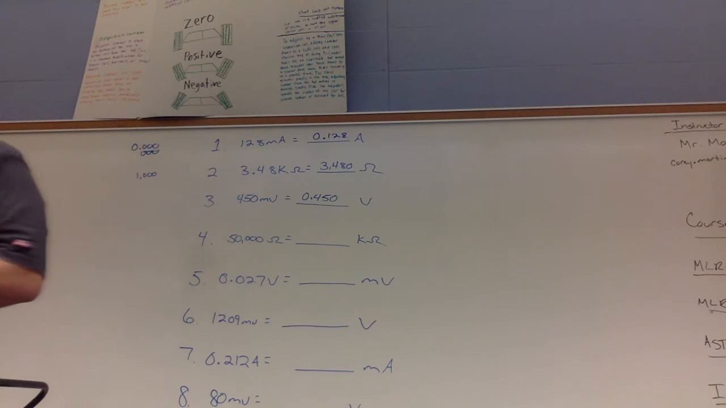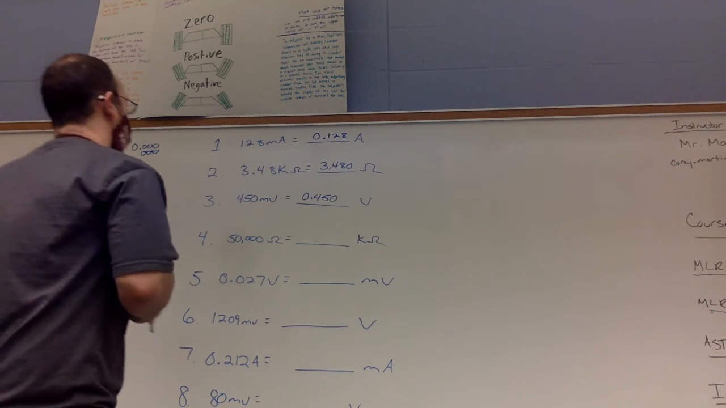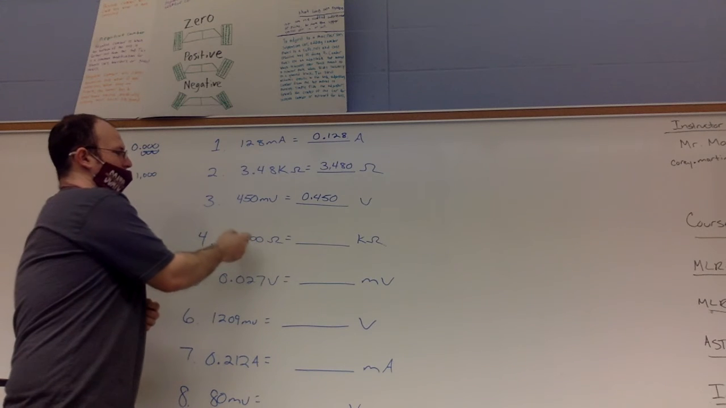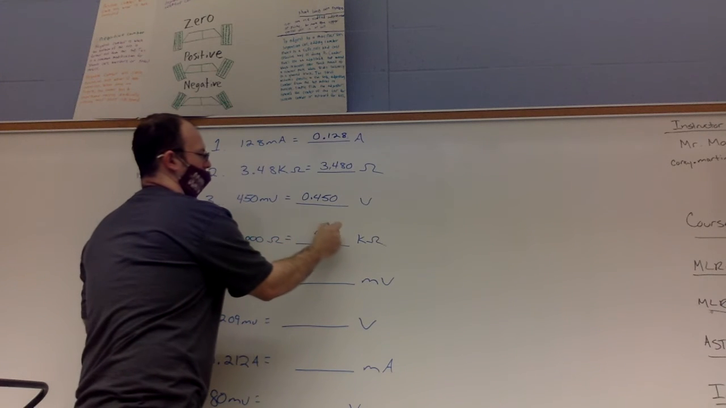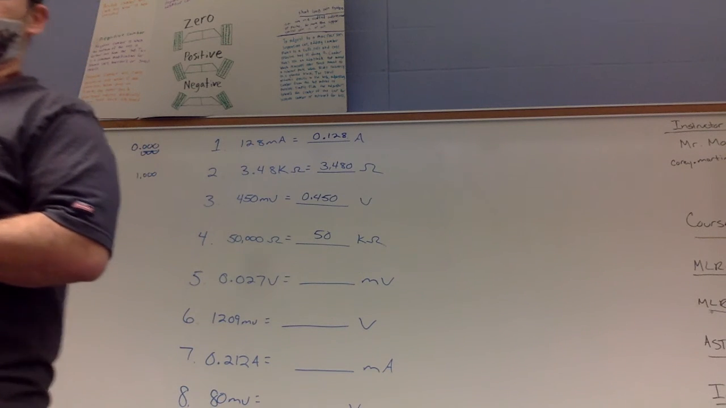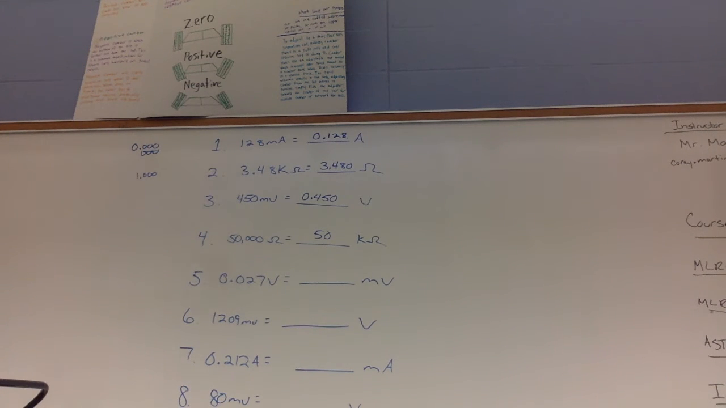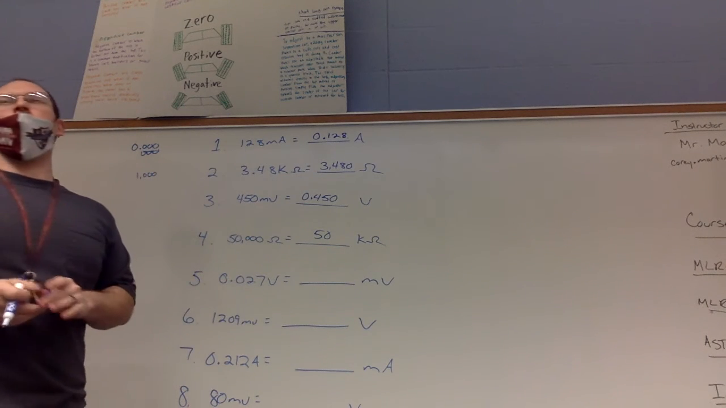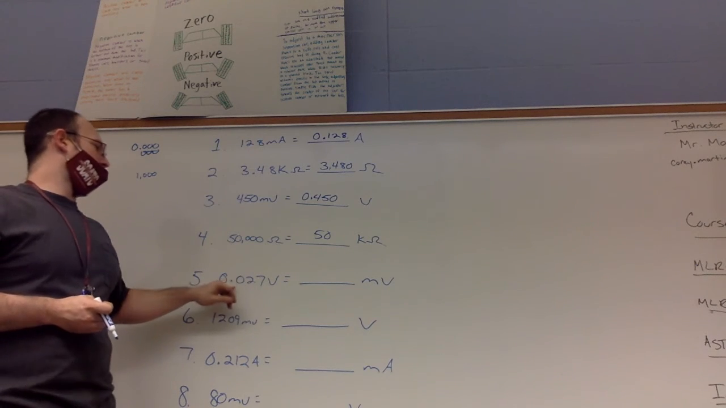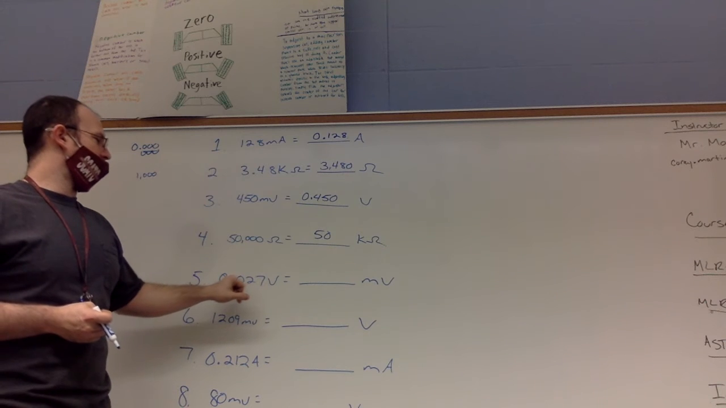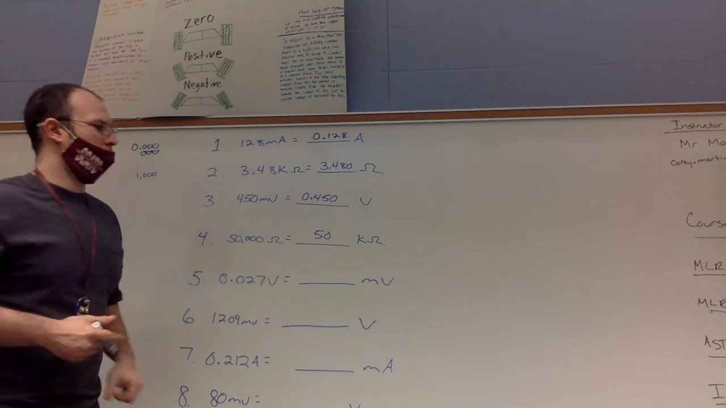Number 4, 50,000. So that's a very, very large number. So we are going to move the decimal place back 3 spots. This is simply going to become 50K. So 50 kiloohms. Number 5, millivolts. So we're going from a decimal to millivolts. So we're going to move it 3 places to the right. And that's going to become 27.